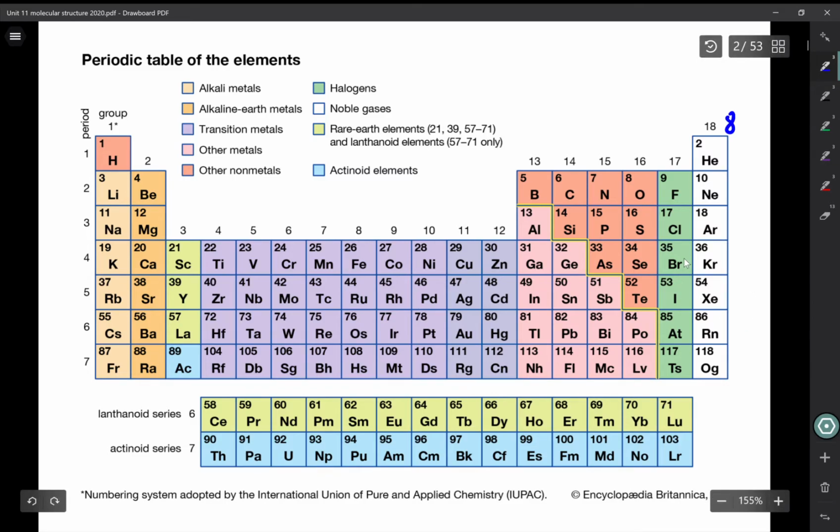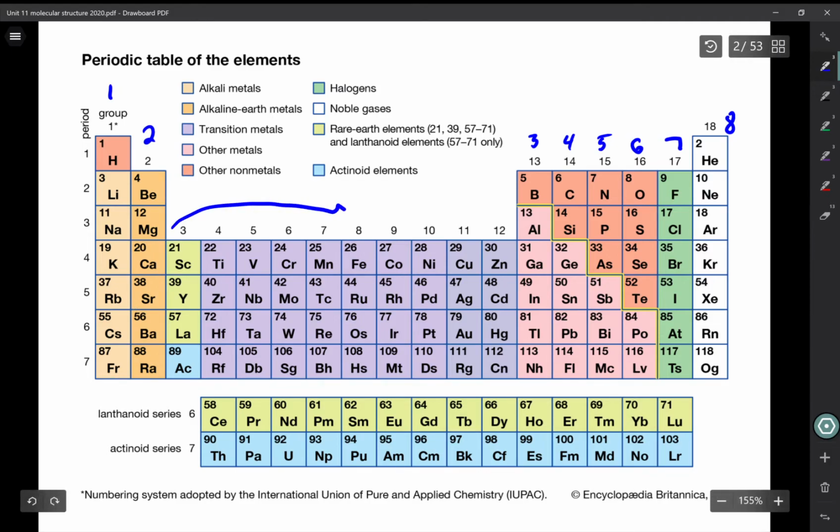If you go to the next group, the halogens, fluorine, chlorine, bromine, iodine, they have 7 valence electrons. Then the oxygen group has 6, the nitrogen group has 5, the carbon group has 4, and the boron group has 3 valence electrons. Now if you go over to the left, hydrogen, lithium, sodium, potassium have 1 valence electron, and in the second column, beryllium and magnesium have 2.